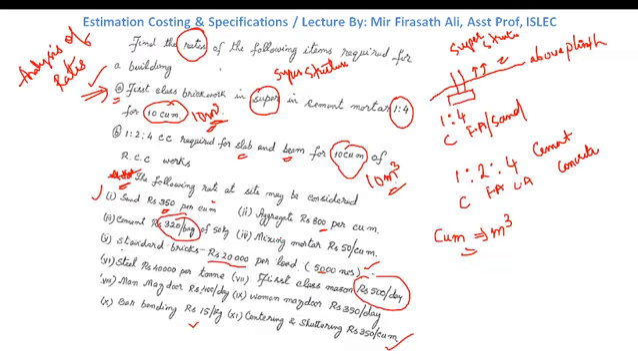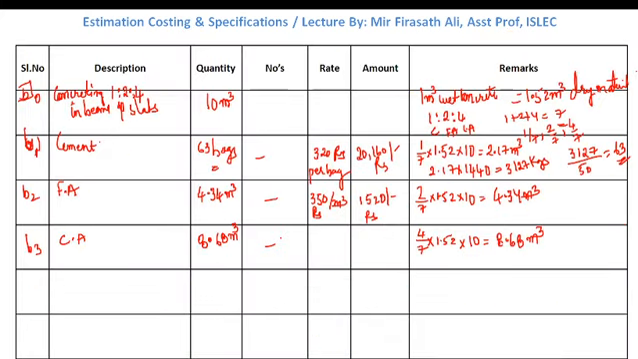Rate is given to us. What is the rate of coarse aggregate? 800 rupees per meter cube. Multiply 8.68 into 800. It is 6948 rupees. After this, B4, mixing charges.